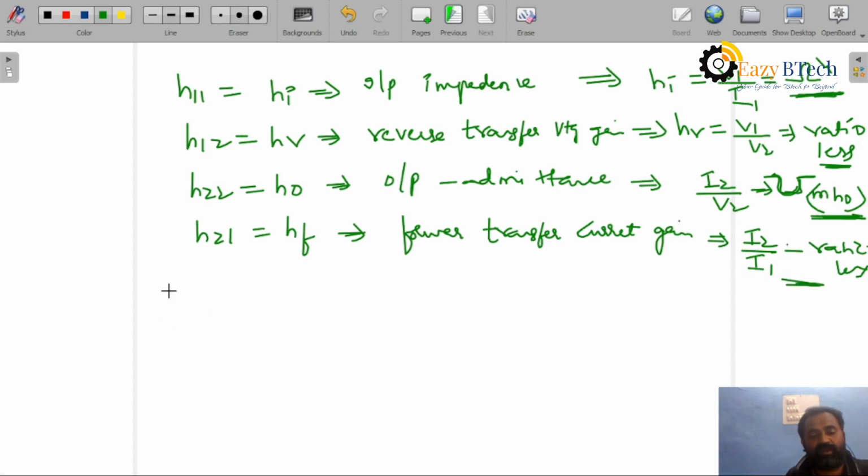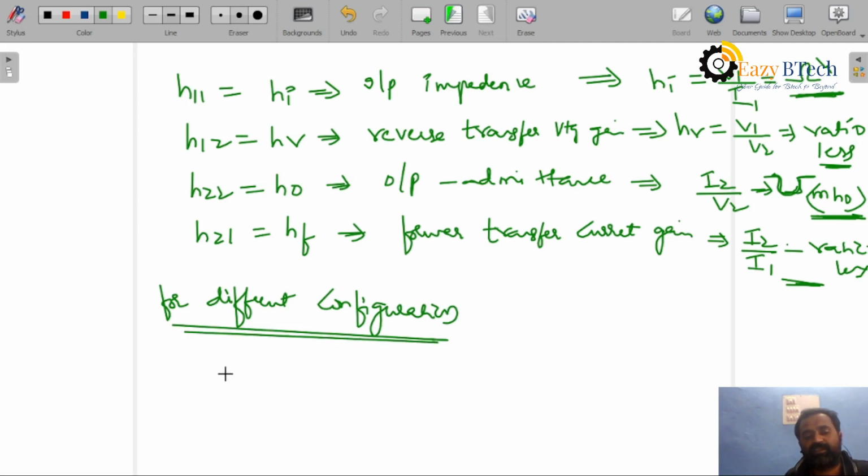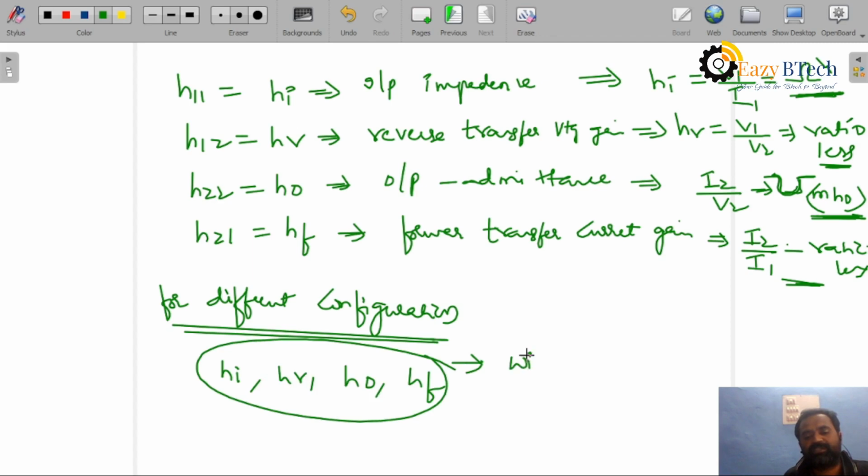Okay. For the configurations basis we may change. For different configurations, this Hi, HR, H0, HF will change.